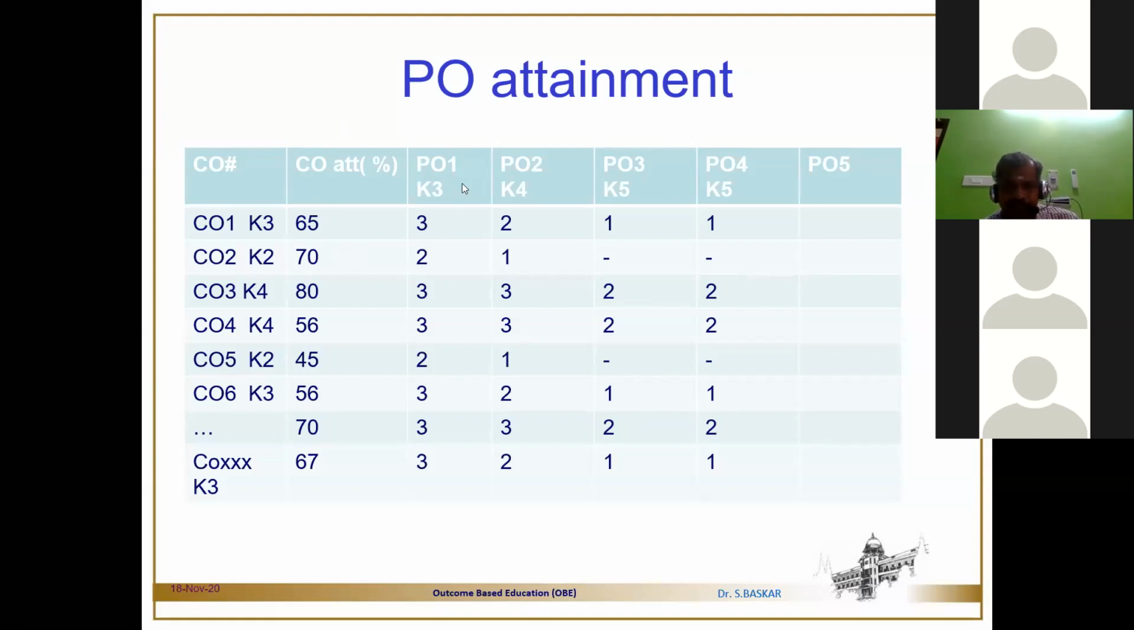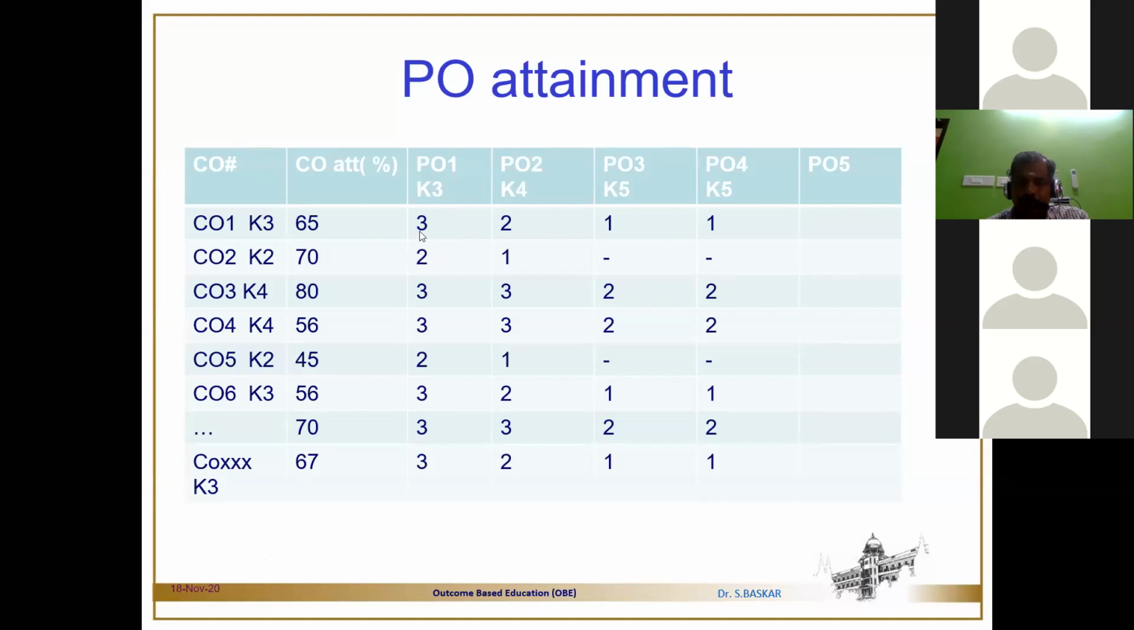Here, for PO1 attainment, we need to take each column. You take one column and do the weighted average, normalized. It's not a simple weighted average, it's a normalized weighted average. Normalized weighted average is nothing but you multiply the mapping number and the course outcome attainment number, and divide by the number of non-zero mappings into the maximum strength.